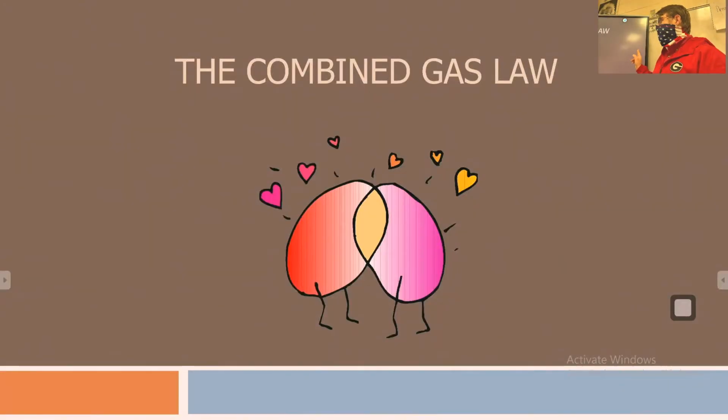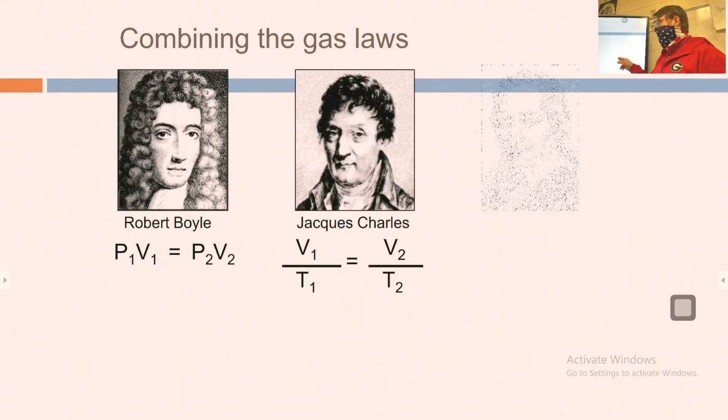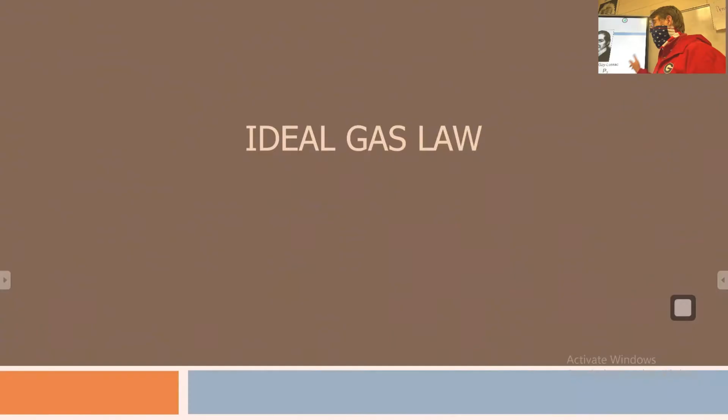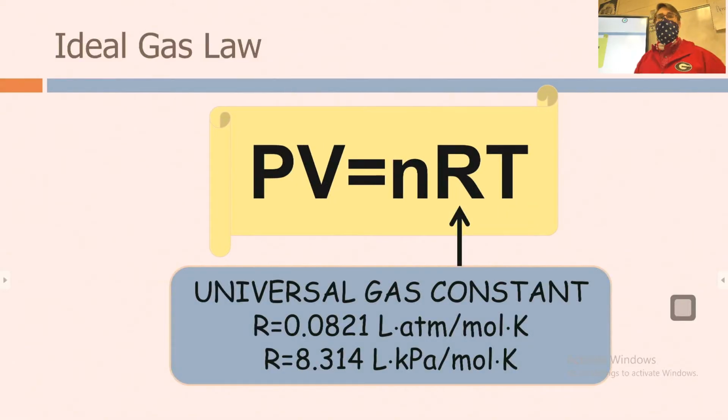So that's the combo gas law. Combines all of the variables. We're going to practice that soon too. And the last equation is the ideal gas law. Everyone say ideal gas law. PV equals NRT. That's the equation. What does it mean when it says PV?